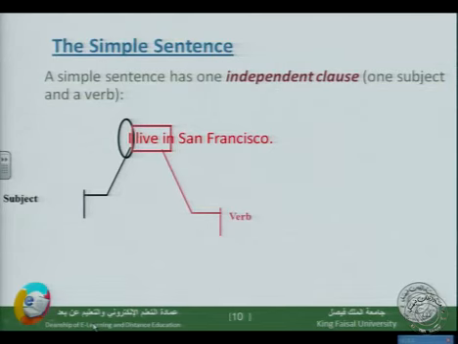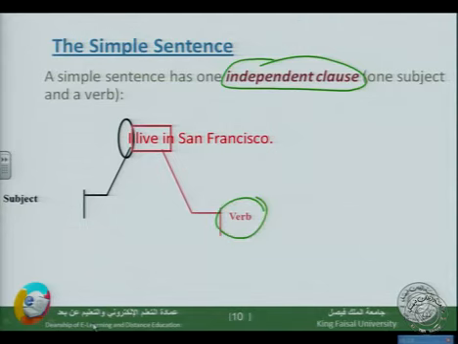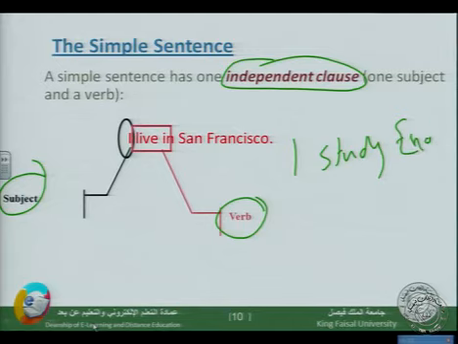First of all, a simple sentence like this: I live in Francisco. A simple sentence has one independent clause. And now you know what an independent clause means: one subject, one verb. In I live in Francisco, here is one verb and here is one subject in the sentence. This is what we call a simple sentence. For example, I study English. This is also a simple sentence. Okay, I live in one place. This is also a simple sentence.